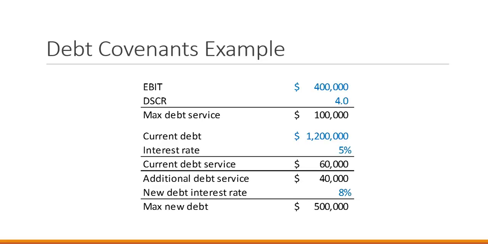and at an 8% interest rate, the loan amount that would result in a $40,000 interest payment, which is $40,000 divided by 8%, is $500,000. So this company could borrow another $500,000 at 8% on top of the current loan at 5%, and the total debt service would be $100,000, which would meet the requirement of the bank of a debt service coverage ratio of 4 times based on EBIT of $400,000.